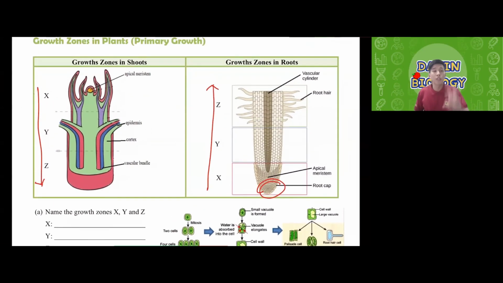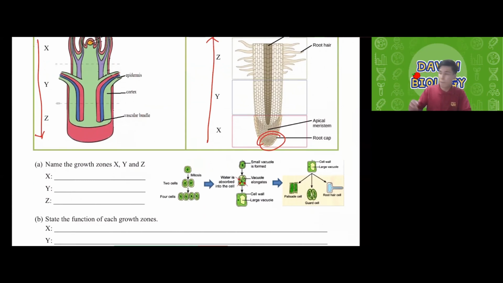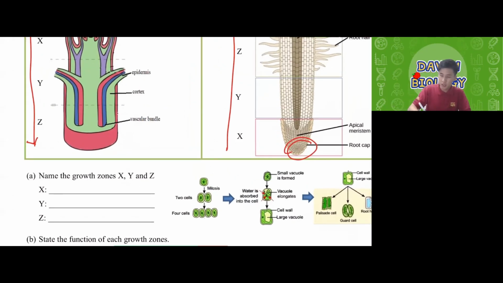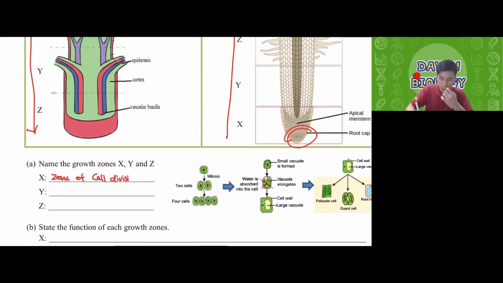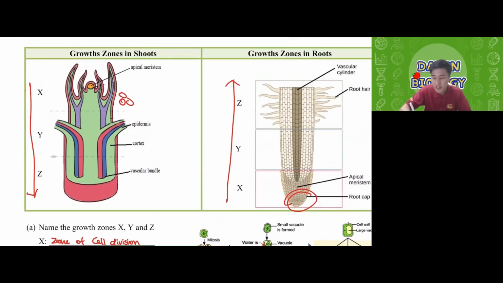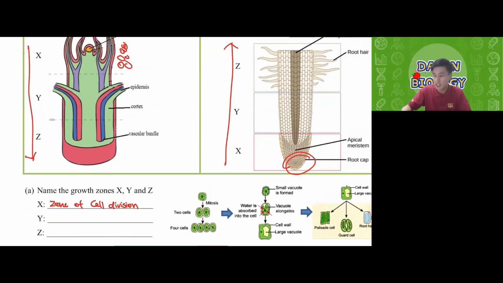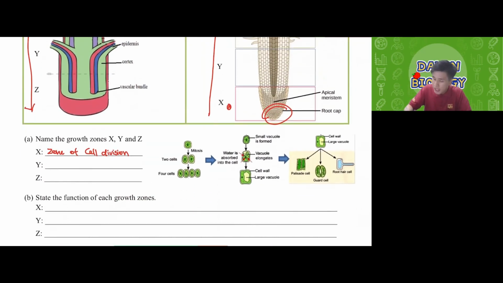For shoots and roots, there are mainly 3 zones. The first zone is zone of what? Come on, let's do this together. Zone of what? The first zone is zone of cell division. Anusha, your number 2 and number 3 is correct, but the first one is wrong. To grow, you need to divide. So the cells here will basically divide non-stop. So it's called zone of cell division, same down here. By the way, this is X, Y, Z.